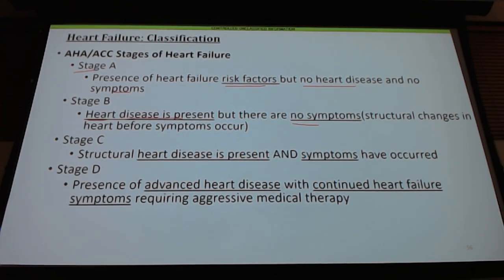When we move up to stage C, I still have that structural heart disease, but now I'm having symptoms. This is the key thing that delineates a B from a C: symptoms are present in stage C of that heart failure. And then stage D is advanced heart disease with continued heart failure symptoms despite the medications we give to treat the symptoms. So our best treatment modalities are not working to control your symptoms at all.